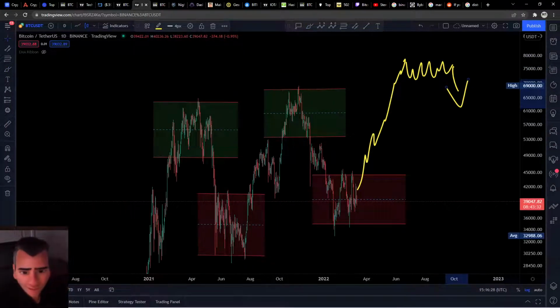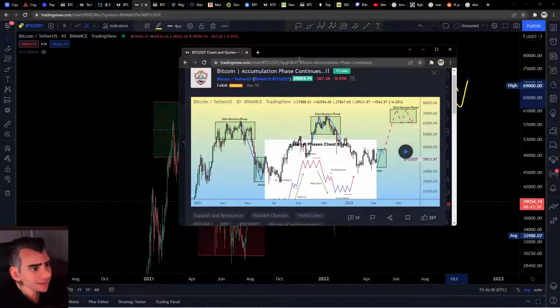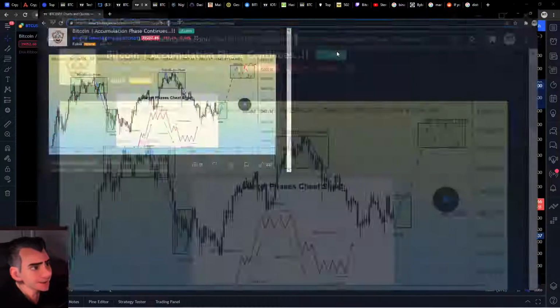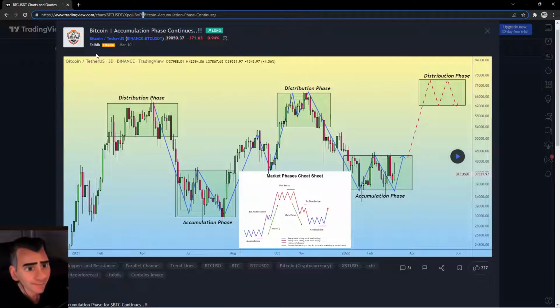Why do I think about this one? First of all, this is about this picture. Let me show you this here. It's a really nice work from Biti. Biti is showing us this one here: distribution phase, accumulation phase, distribution phase, accumulation on the downside here. And now the next thing is the breakout of the upside.